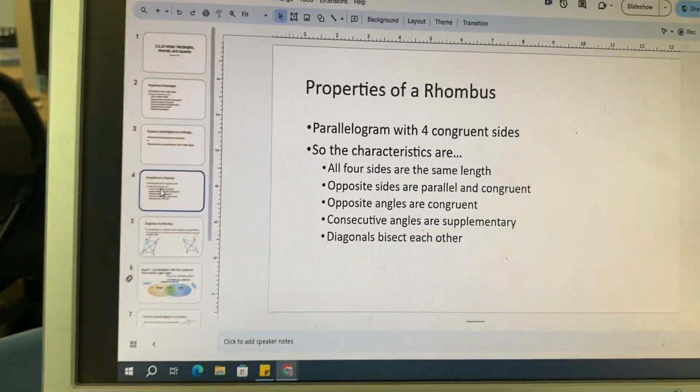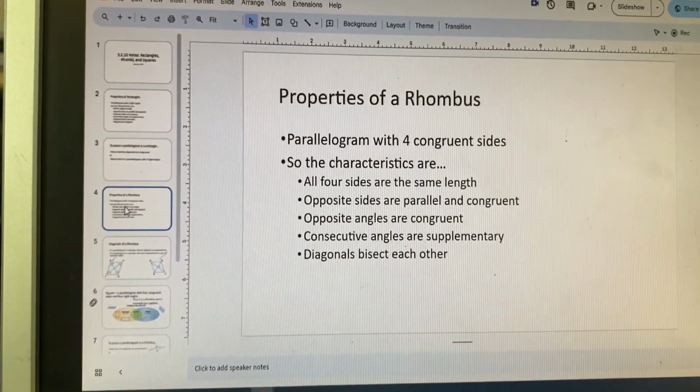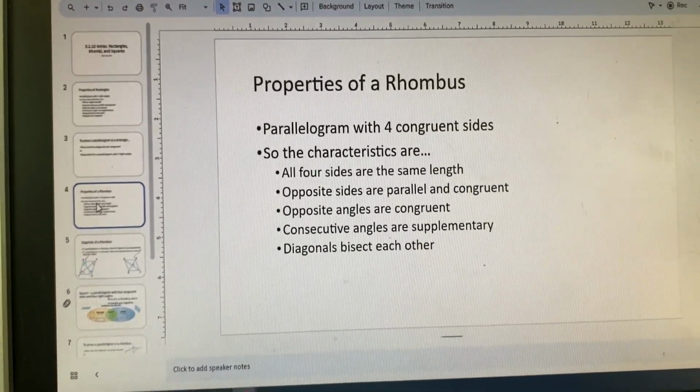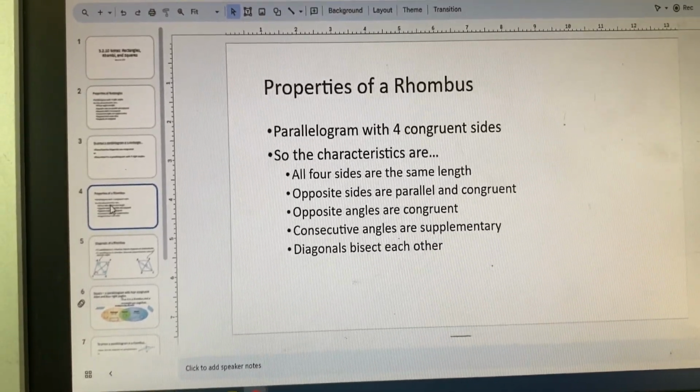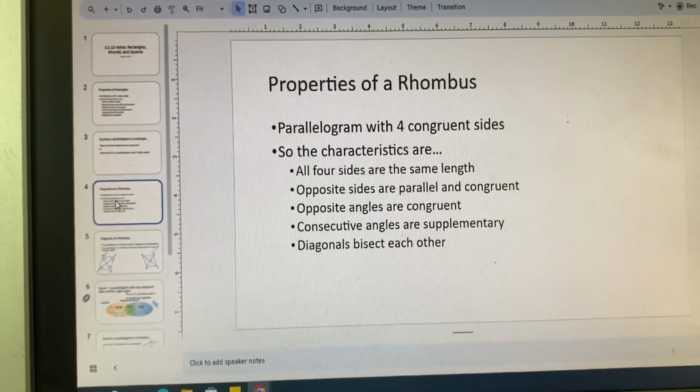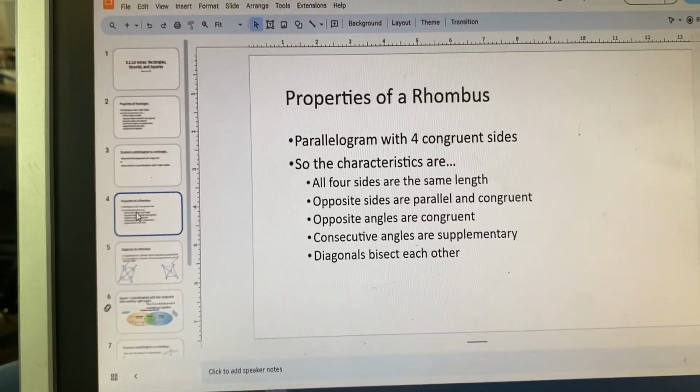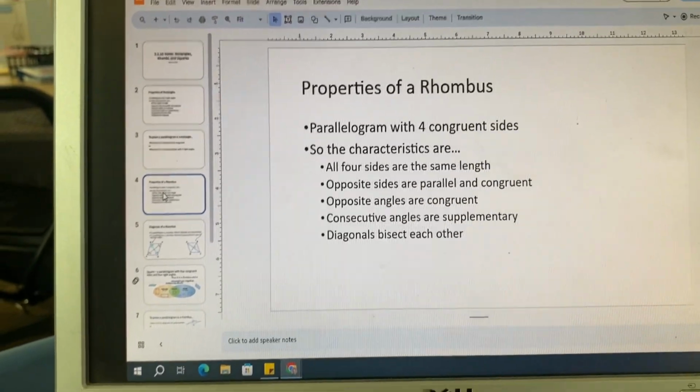When you have a rhombus, the rhombus is a parallelogram where all four sides are congruent. So the opposite sides are still parallel and congruent. The opposite angles are congruent. The consecutive angles are still supplementary. The diagonals are going to bisect each other. All four sides are going to be the same length.